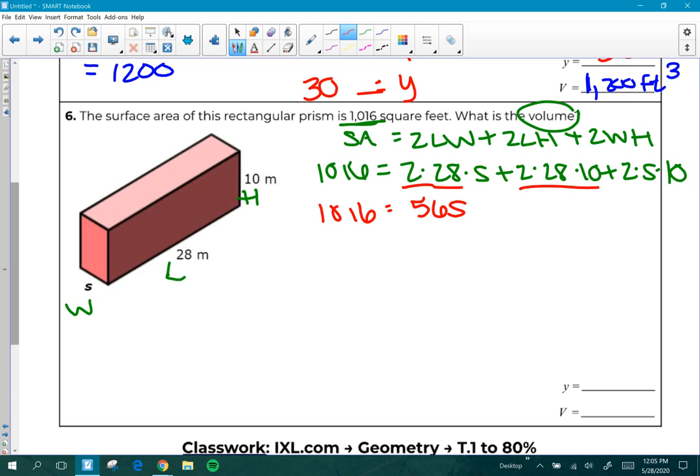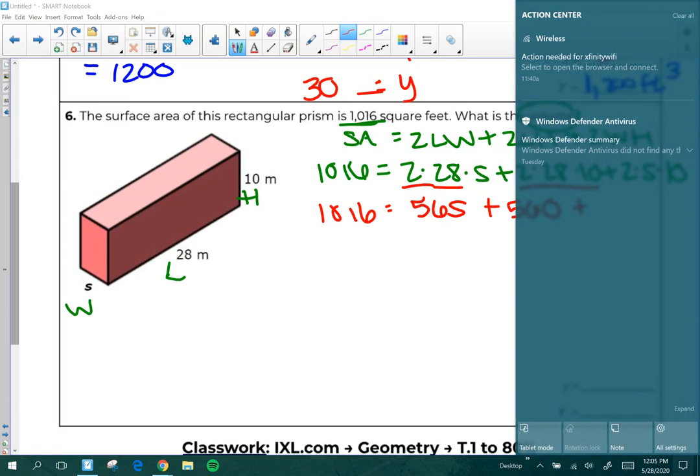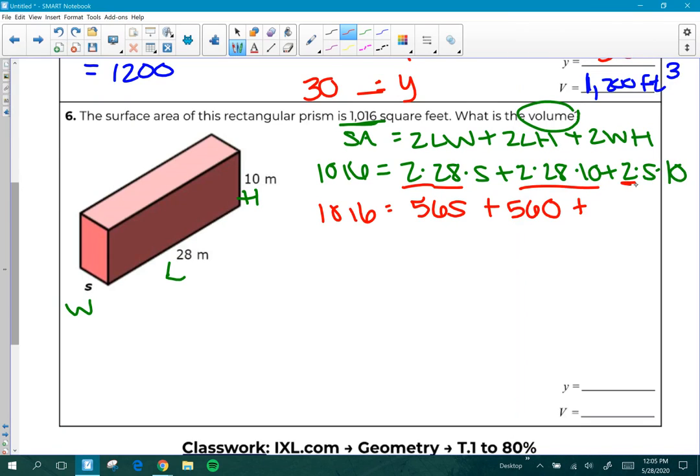And then I have 2 times 28 times 10, and that gives me 560. And then last but not least, I have 2 times S times 10. I can simplify the 2 times 10, and that gives me 20S.